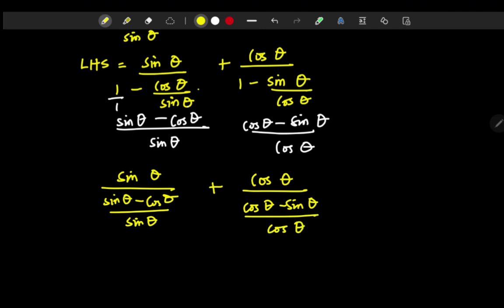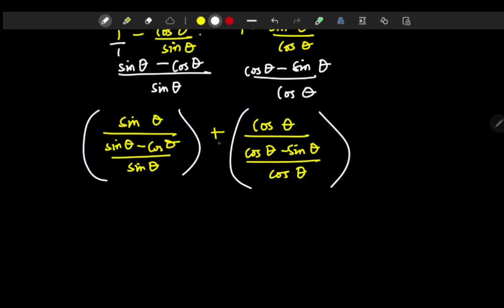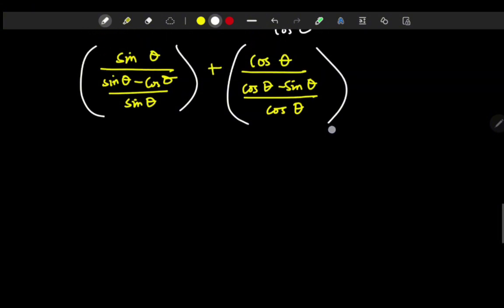Alright, I hope that's not too difficult for you to get. Now, these are fractions. I have a fraction here and I have a fraction here. So if I pick this first one here, this simply means sine theta divided by cos theta minus... this simply means sine theta divided by sine theta minus cos theta over sine theta, right?